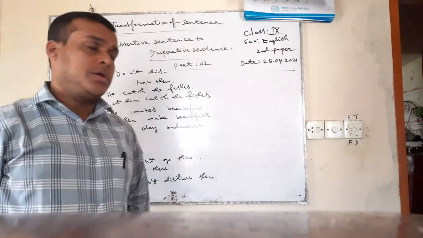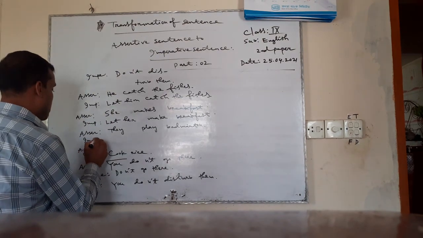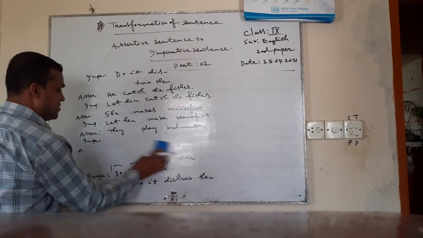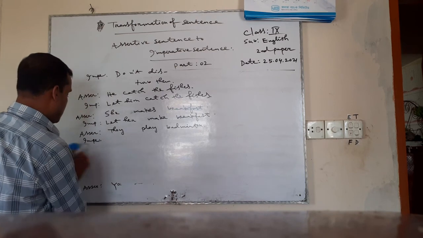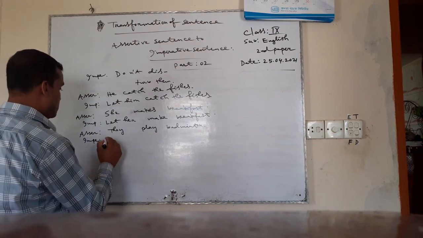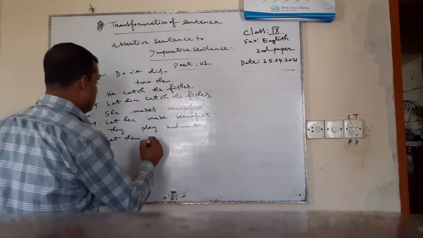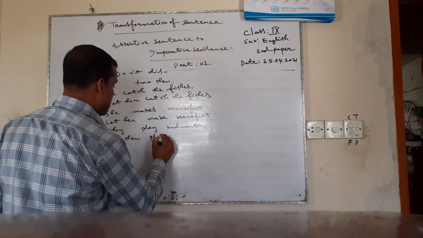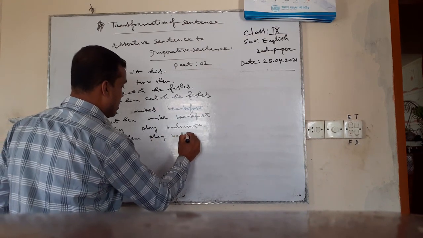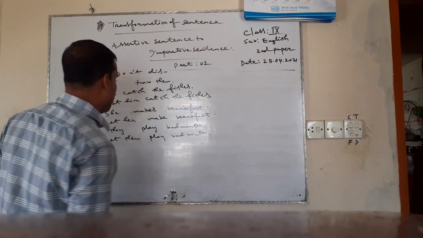Look at the board. They play badminton. What is the imperative sentence of the sentence? Let them play badminton.